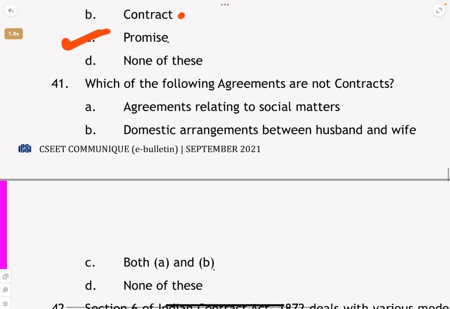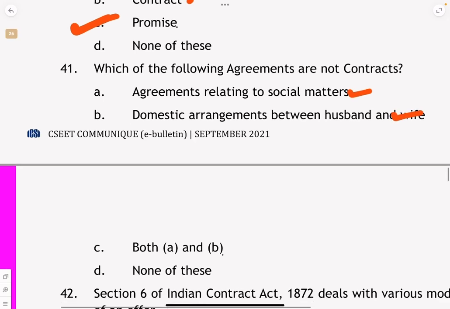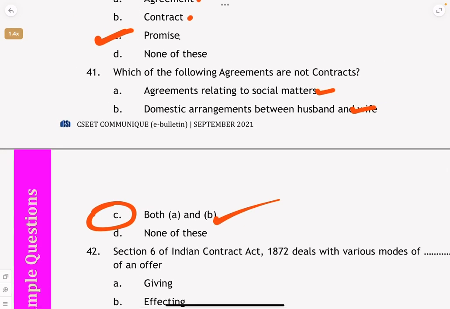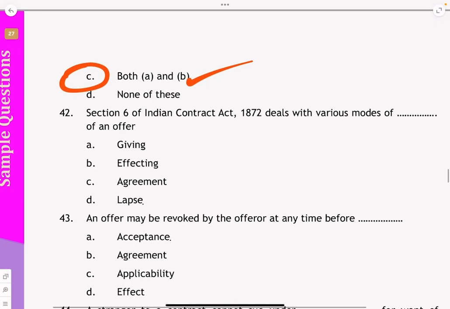Which of the following agreements are not contracts? What is not a contract? Agreements relating to social matters, it's not a contract. Domestic arrangement, husband and wife, it is not a contract. So the answer will be A and B. Both A and B are not a contract. It is social matters and domestic arrangement.